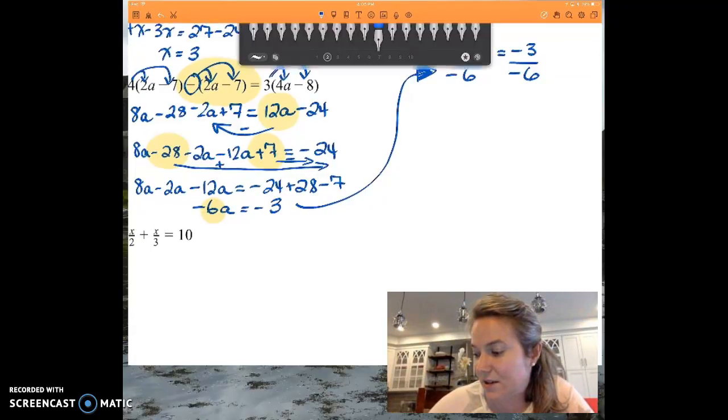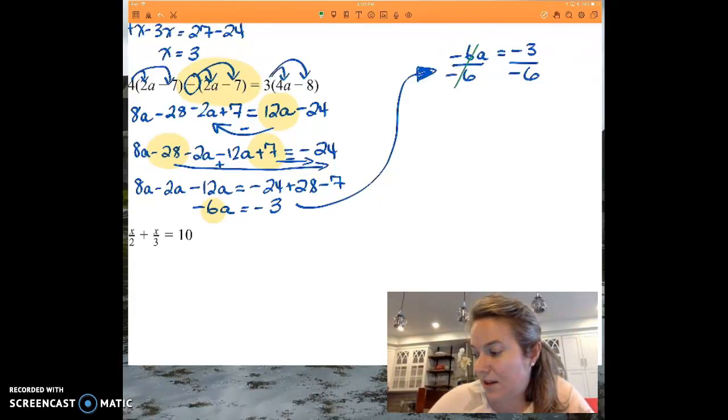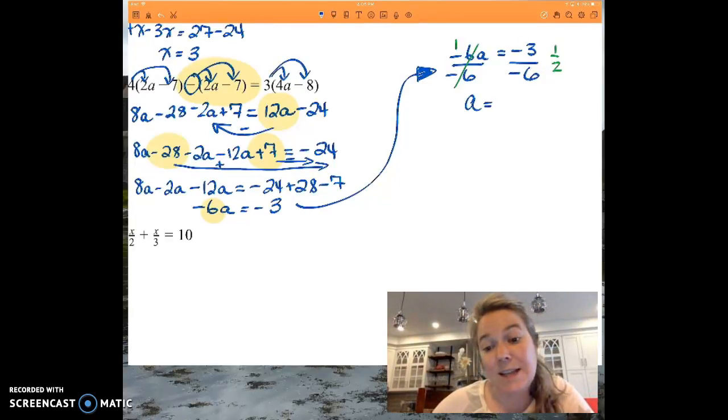Negative 6 divided by negative 6 equals 1. And negative 3 divided by negative 6 equals 1 over 2. So my answer is a, because the same as 1a is just written as a equals 1 over 2.